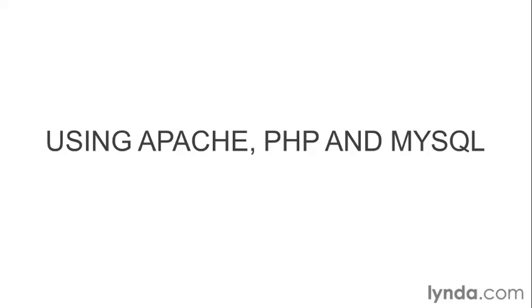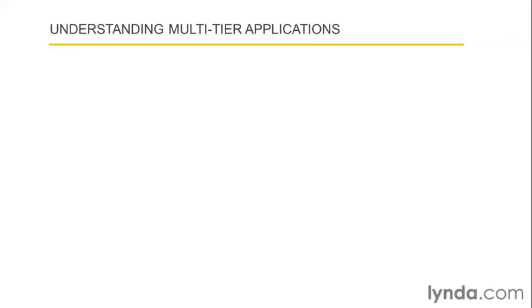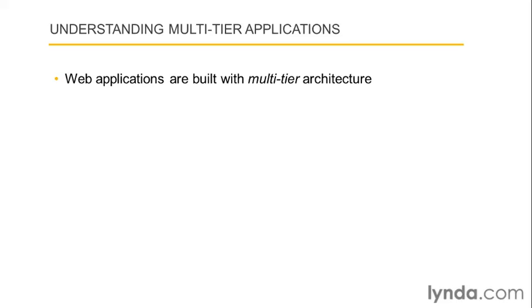In a previous video, I described the available server software that you can choose from, and I specifically talked about Apache, PHP, and MySQL, the three elements that together are known as the AMP technology. I'd like to talk a little bit here about the nature of multi-tier applications, which is how we describe the architecture used in web-based applications. Multi-tier means that there are multiple elements that go into building a web-based application.